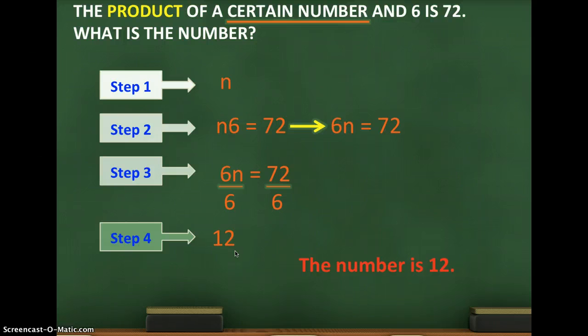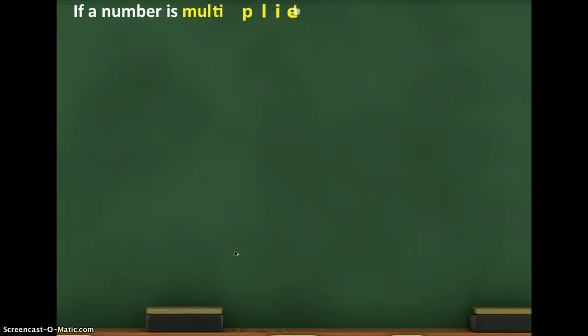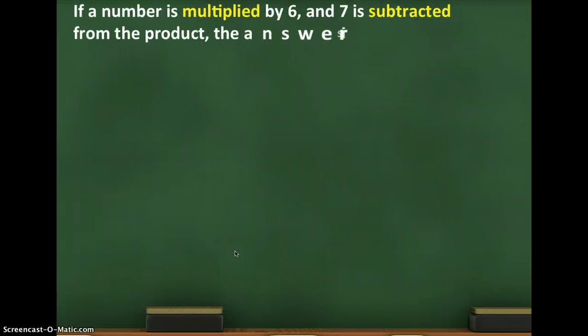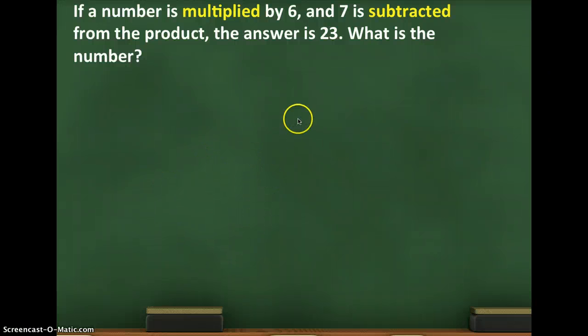Okay, now I hope you have seen the importance of these 4 steps that I have given to you. Okay, now let's move on to the second example. If a number is multiplied by 6 and 7 is subtracted from the product, the answer is 23. What is the number? Again, I have highlighted 2 words here, multiplied and subtracted. And maybe you can also consider the word product here.